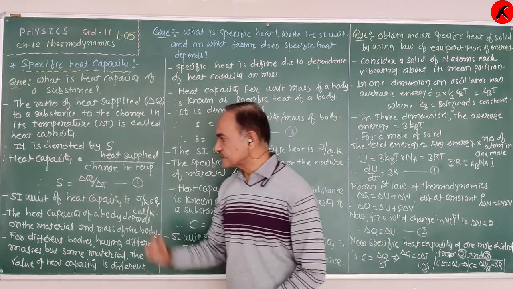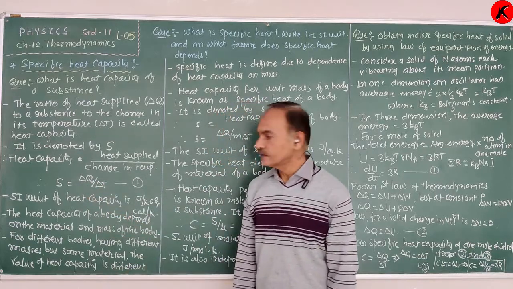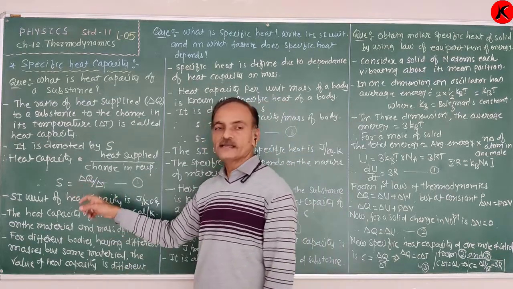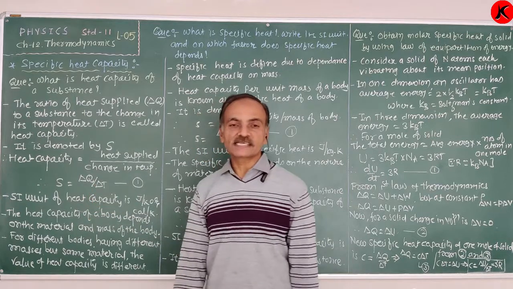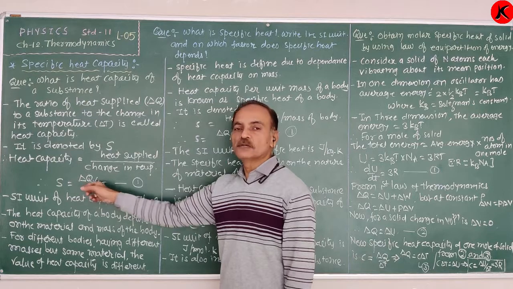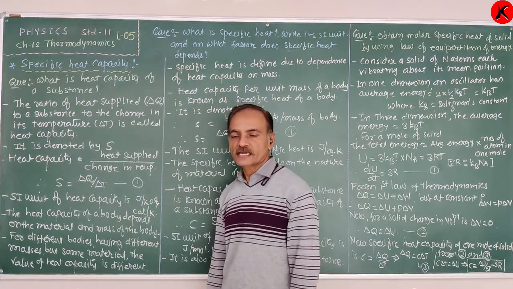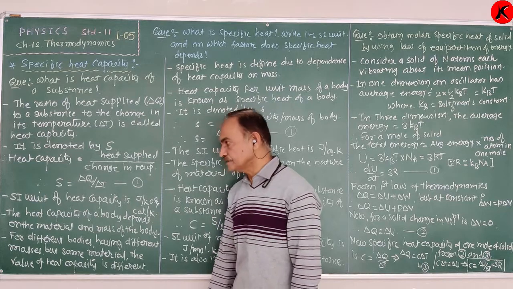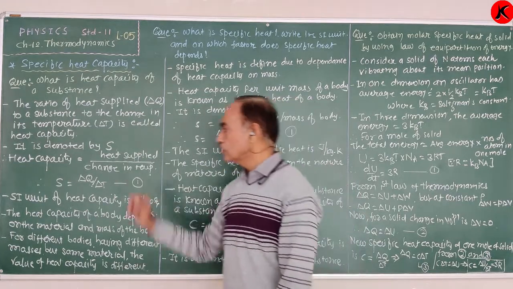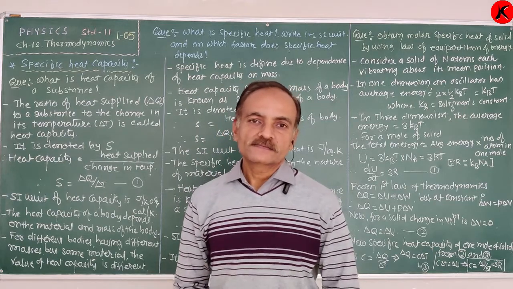SI unit of heat capacity: delta Q is measured in joule, and delta T, temperature, is in Kelvin. Therefore, SI unit of heat capacity is joule per Kelvin. Now, the heat capacity depends on what?